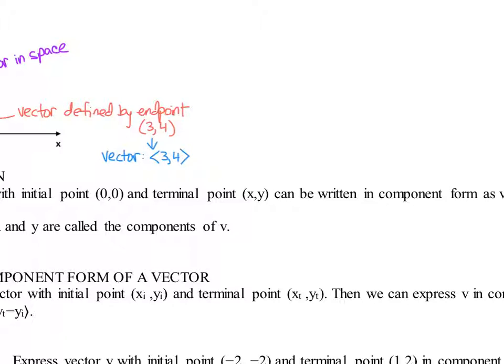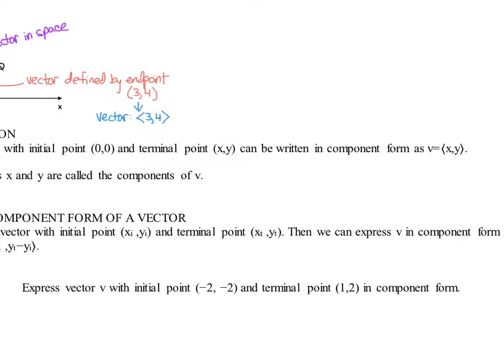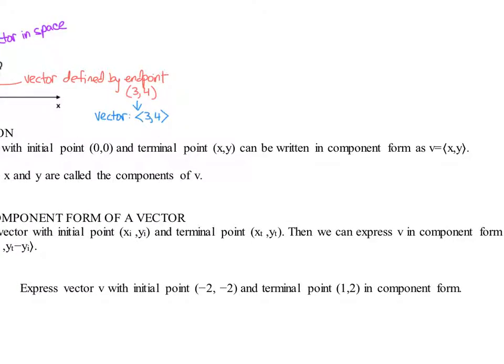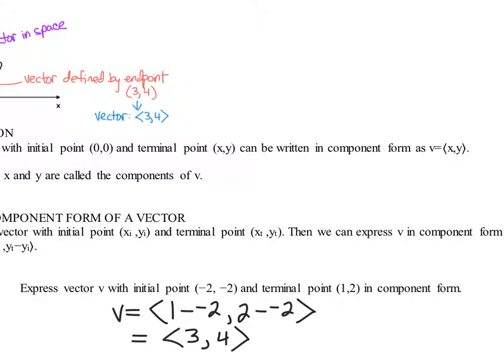All right, so if you're given 2 points, you can come up with the vector in component form without doing all this stuff. Really all we're doing is finding the difference between the corresponding x values and the difference between the corresponding y values. So vector v, in this case, would be 1 minus negative 2 and 2 minus negative 2. So 1 plus 2 is 3. 2 plus 2 is 4. All right.